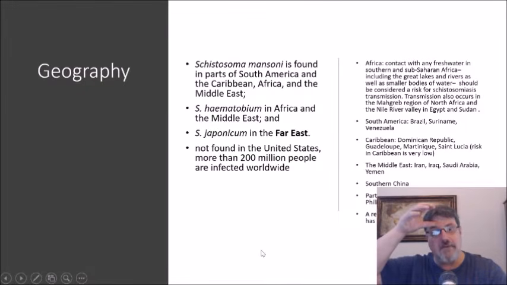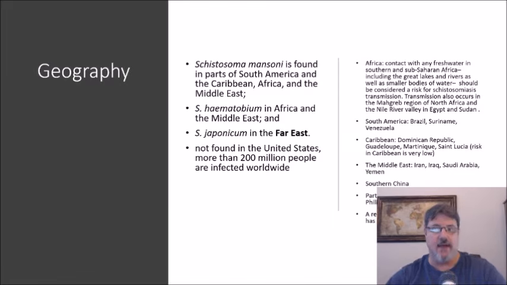Now, the geography for the different parasites is widespread. Schistosoma mansoni is found in a few parts of South America and the Caribbean, parts of Africa and the Middle East. Schistosoma haematobium is found in Africa and the Middle East. And Schistosoma japonicum is found only in the Far East. It's not found in the United States. And more than 200 million people are infected worldwide at any one time.